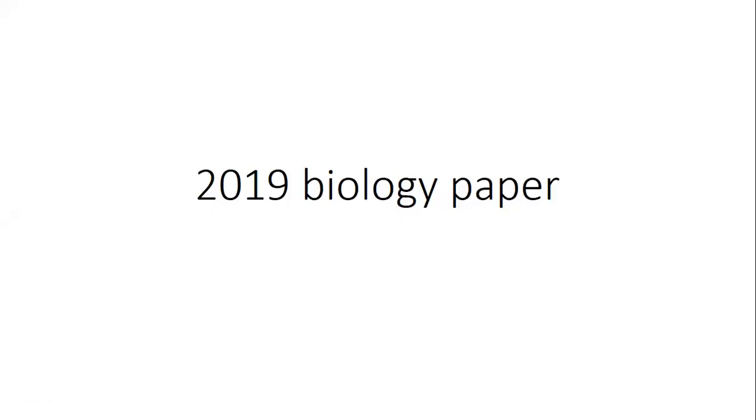Okay, this is the 2019 biology paper, ICSE. Let's see the questions. The question paper has two sections, Section A and Section B. Section A comprises 40 marks and Section B has 40 marks. In Section B, you had the option to answer any 4 questions. In Section A, you had to answer all the questions, but now the pattern is slightly changed.